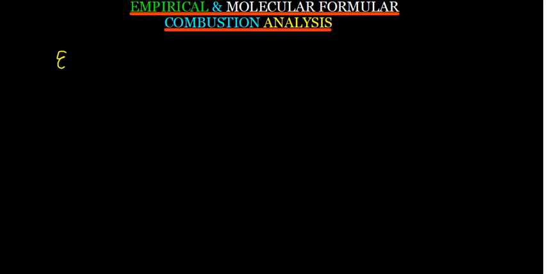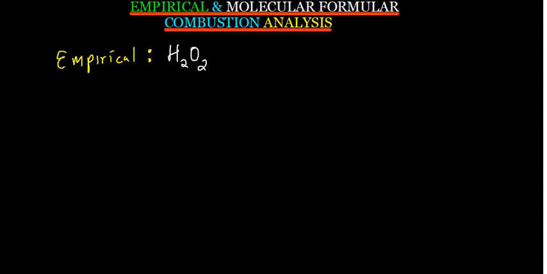So we'll get over empirical and molecular formulas and also combustion analysis. Now, an empirical formula is also referred to as a simple formula. It just shows the simplest whole number ratio of atoms in a compound. For example, when you're talking about hydrogen peroxide, the formula is H2O2.